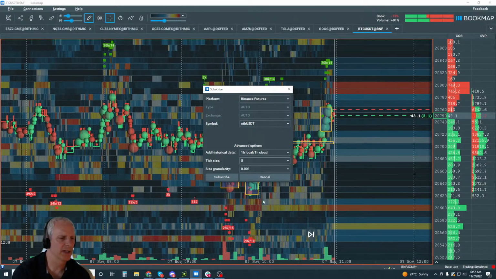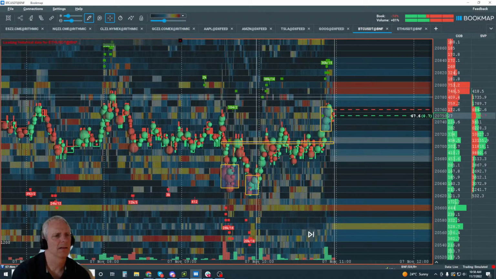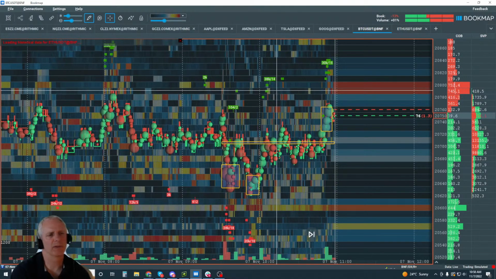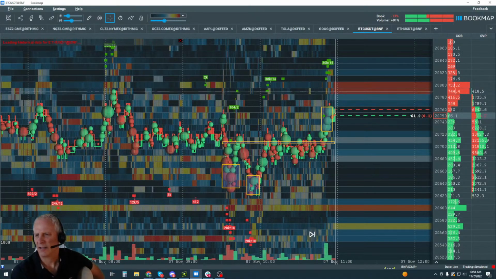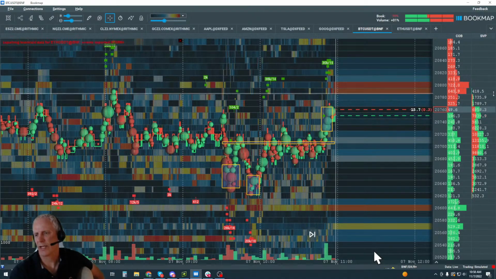I'm going to put a tick size of $5. All right, we'll have to wait for some data to load. Liquidation indicator, Abby is showing where people are getting liquidated.